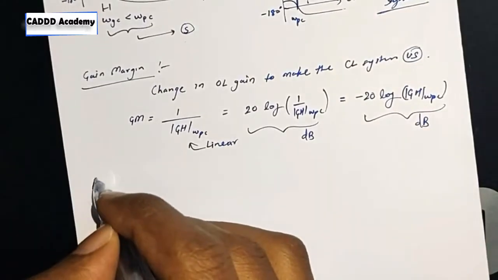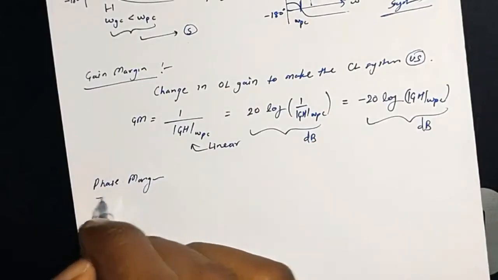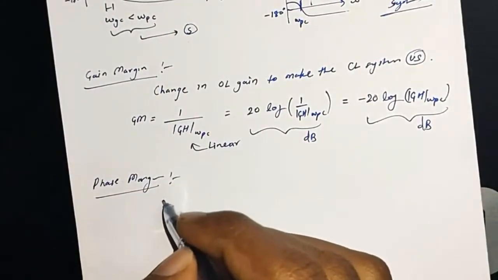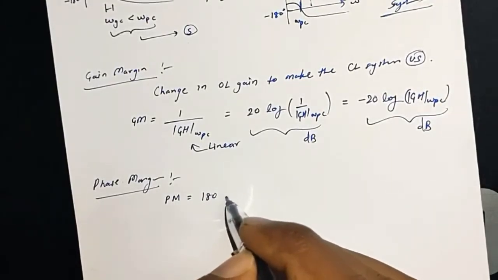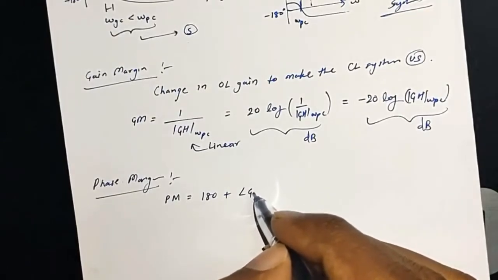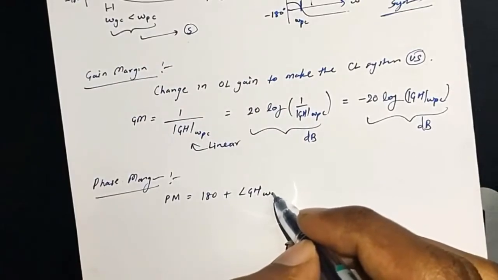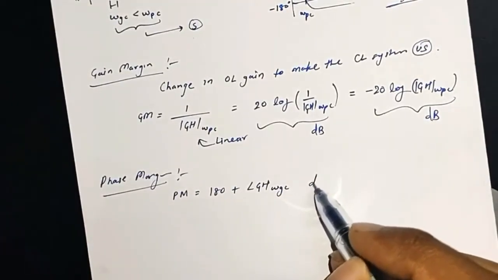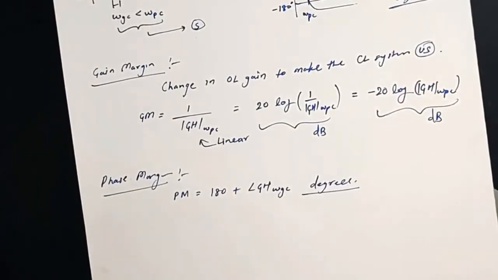Okay, and the next one is phase margin. The formula for phase margin is 180 plus the angle or the phase of the system response at omega GC, which is the gain crossover frequency, and obviously this is in degrees.